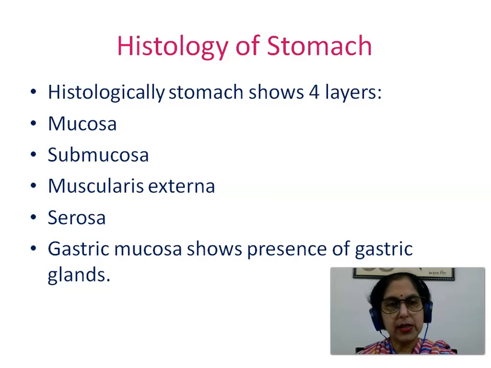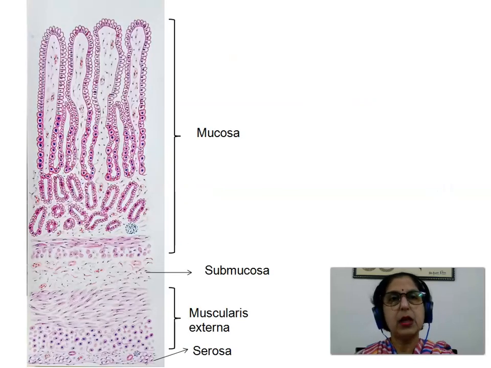What we need to understand here is that the gastric mucosa shows presence of gastric glands. Now what we see here is a diagram showing the four parts of the wall of the stomach from within outwards. This here is the luminal surface, and what we see here is the mucosa having its three parts, that is the lining epithelium, lamina propria and muscularis mucosae. Then next we see the submucosa, then the muscularis externa and finally the serosa.